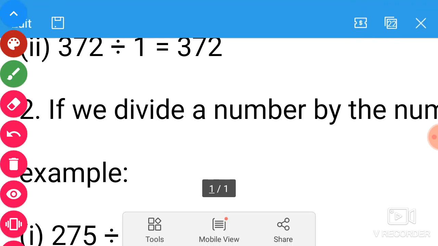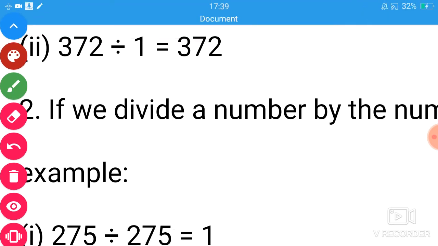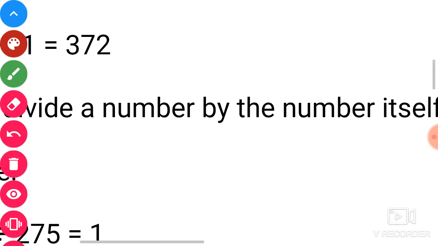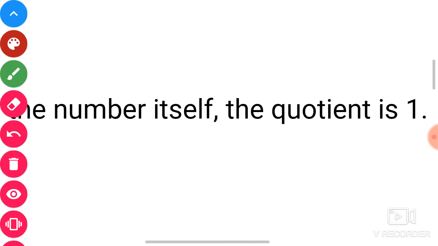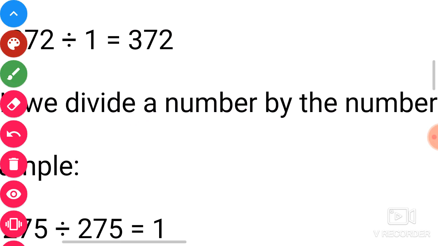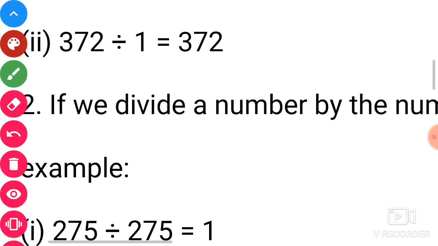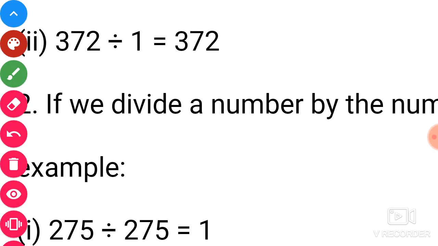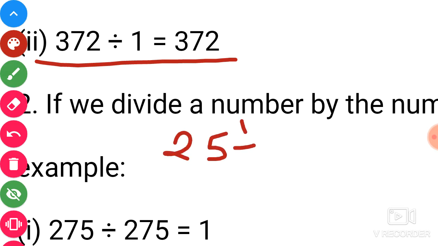Okay. Now moving toward the next property. Our next property states that if we divide a number by the number itself, the quotient is 1. So this property is the opposite property of this one. It states that whenever we will divide a given number with the number itself, we will get the answer as 1.